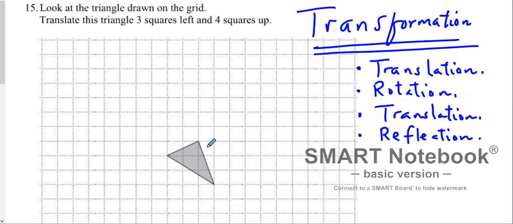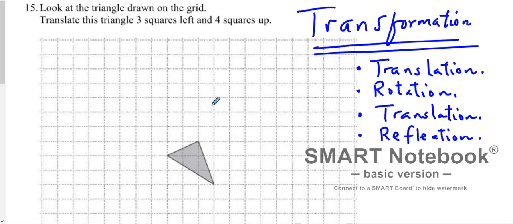Look at the triangle. So this is the triangle we have. Now the question is translate. So we are talking about translation here. See that? Translation. Look at the triangle drawn on the grid. Translate this triangle 3 squares left, and 4 squares up.